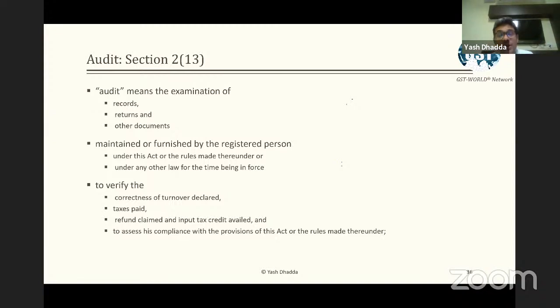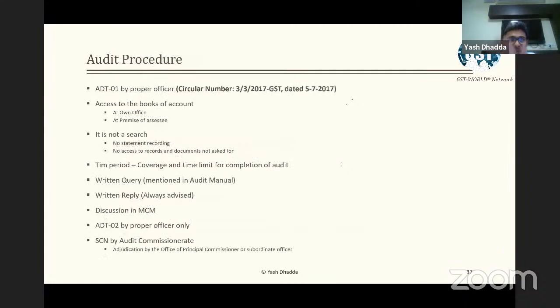He can't do that. He may rely on it. He has to ask me to give a justification of the transaction value. I have to reply to it. If he is not satisfied with my reply, then he may go ahead and do whatever he wants to do. So that's the whole purpose of audit. It is limited to the books of accounts and records and everything of that sort.